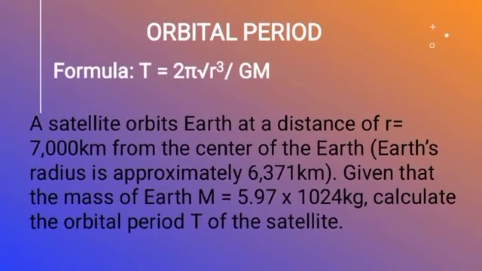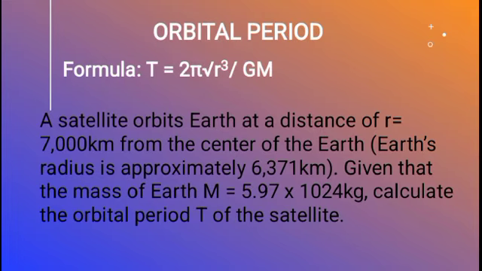Let's talk about orbital period, or the time it takes for an object to make one full orbit. The formula is T equals 2 pi times the square root of r cubed over GM. For example, if a satellite orbits Earth at a distance of 7,000 kilometers from the center of the Earth, and the mass of the Earth is 5.97 times 10 raised to the power of 24 kilograms, we can use this formula to calculate how long one full orbit takes. This helps scientists plan satellite paths and predict how fast they should move to stay in orbit.